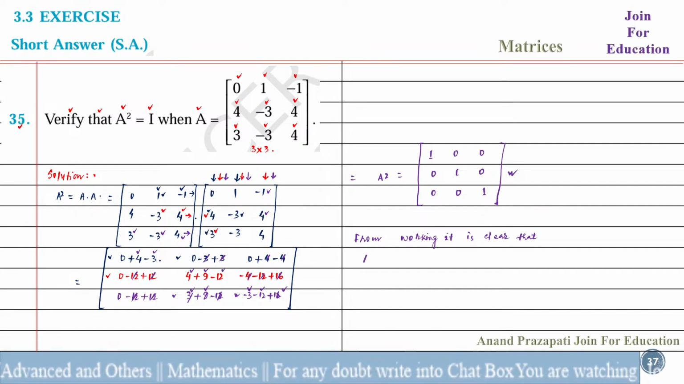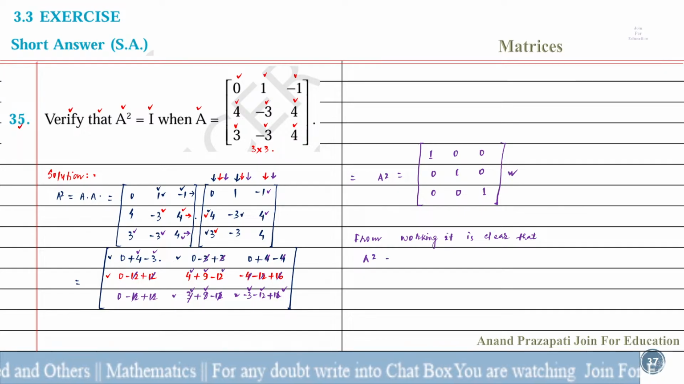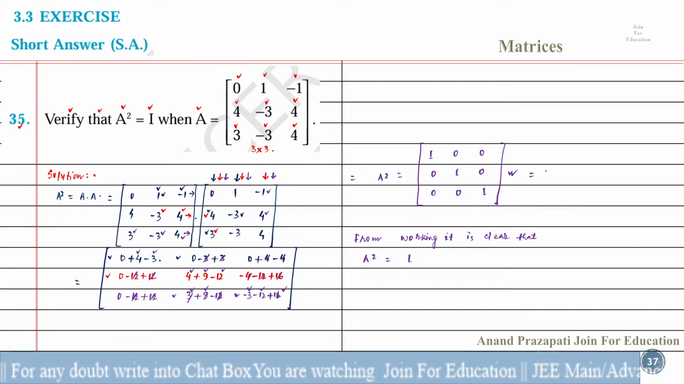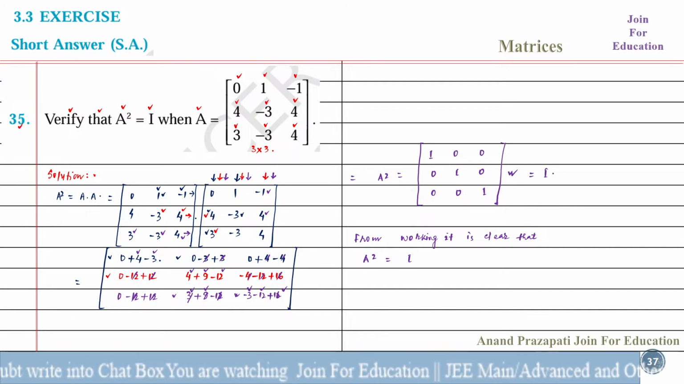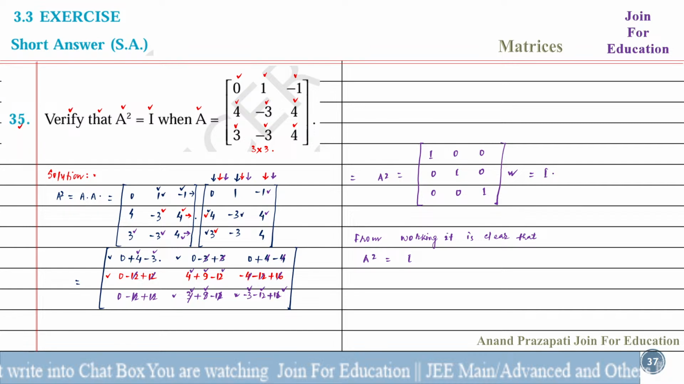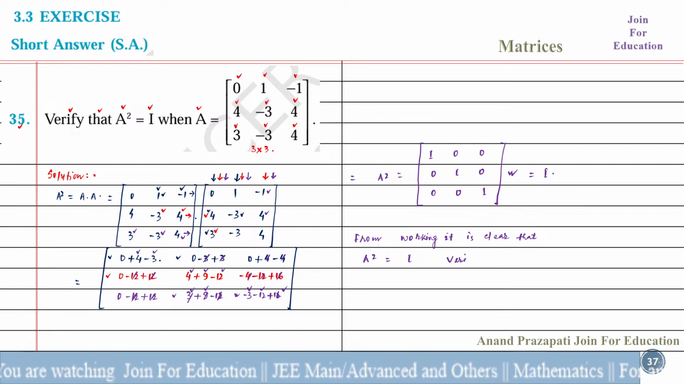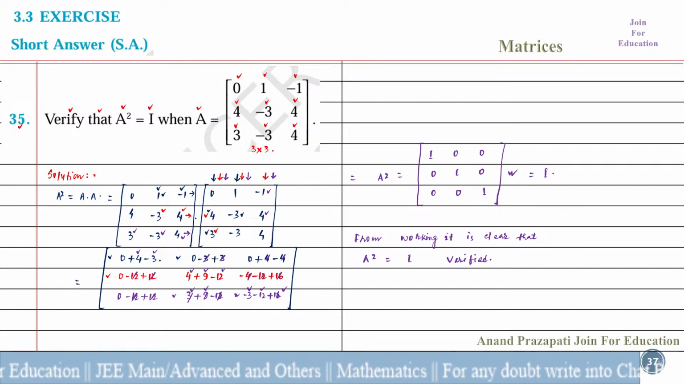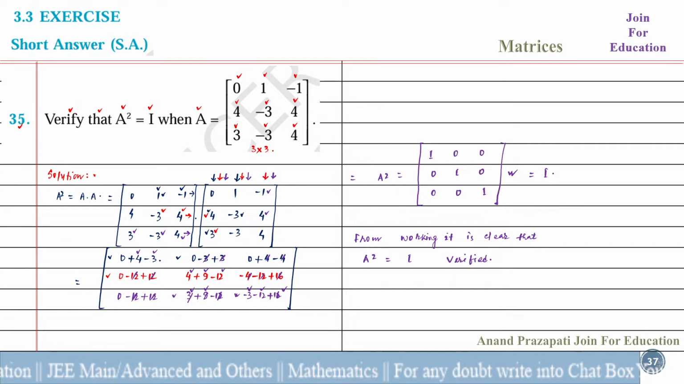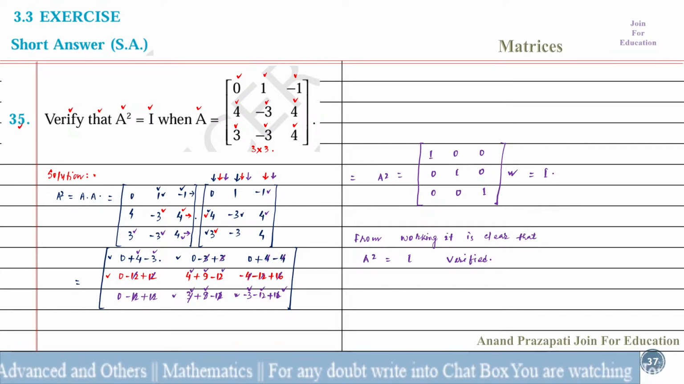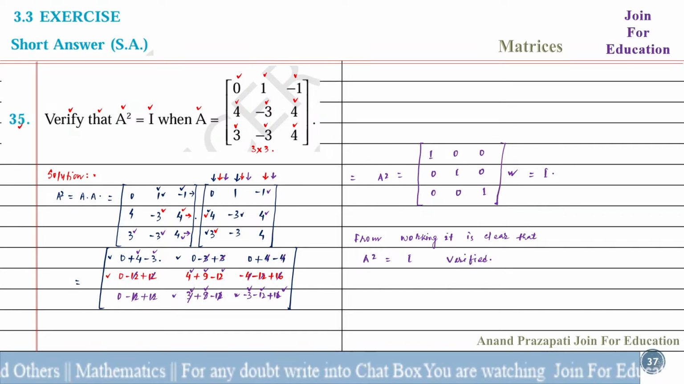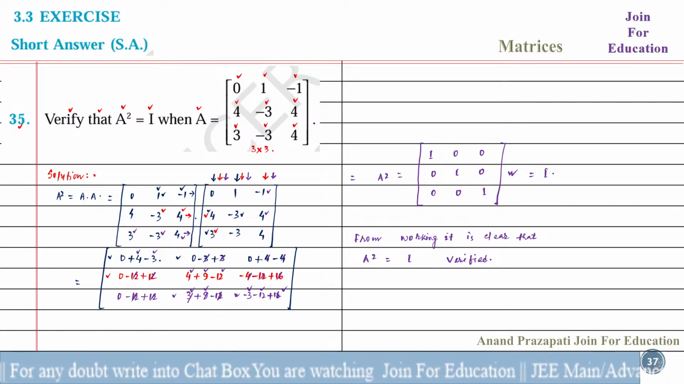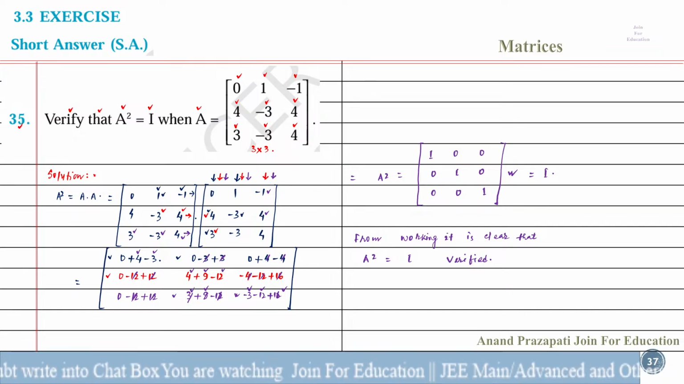A square equal to identity matrix, and for this we write down here identity matrix. So this is verified. Observe, there is no problem to understand the solution of question number 35, which is a very easy question. If you take proper patience, then we can easily solve this question.